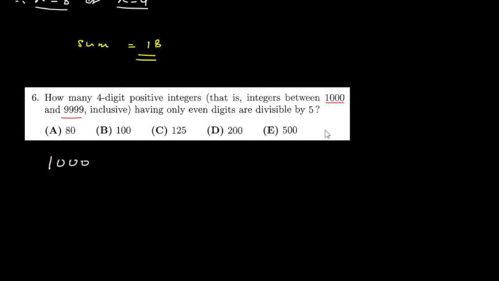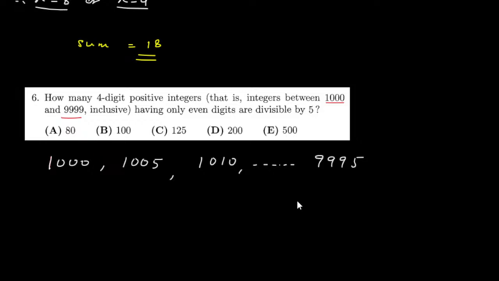Now the second number which is divisible by 5 will be 1005. The third number which is divisible is 1010, and so on. And the last number which is divisible by 5 and which is less than 9999 will be 9995. Now my problem is how many 4-digit positive integers between 1000 and 9999 having only even digits are divisible by 5.